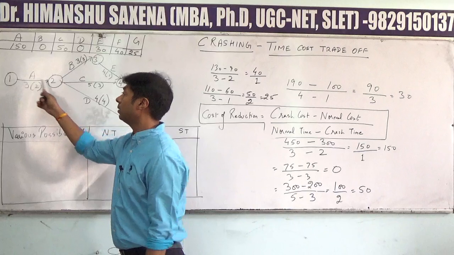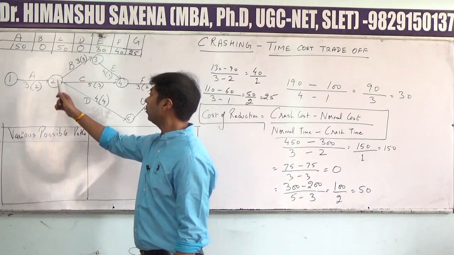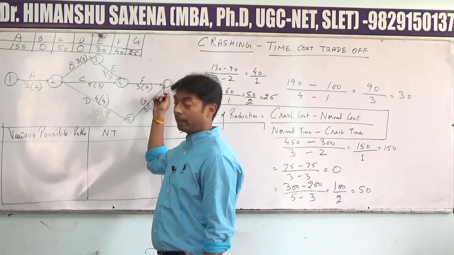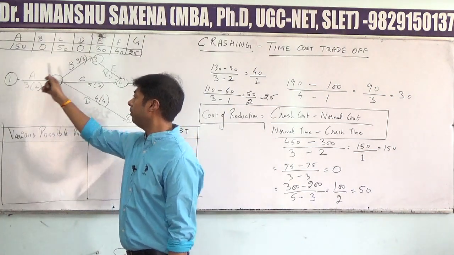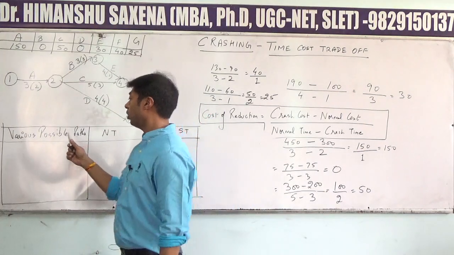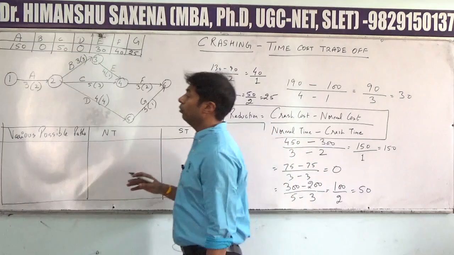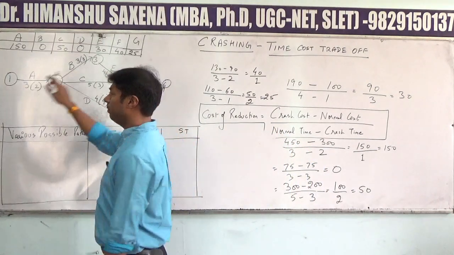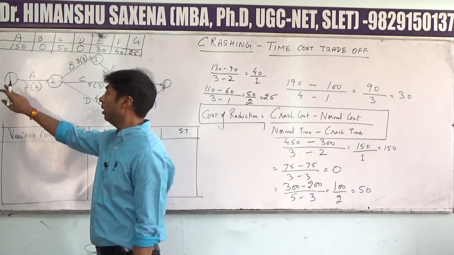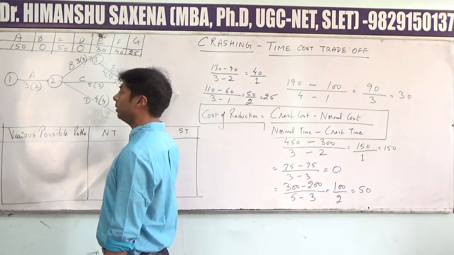Right? This is one path. 1, 2, 3, 4, 6. Another is 1, 2, 4, 6. And another one could be 1, 2, 5 and 6. So various possible paths indicate the paths from which we can reach the terminal point while we are starting from the first event. So as I said, the first path could be 1, 2, 3, 4, 6.